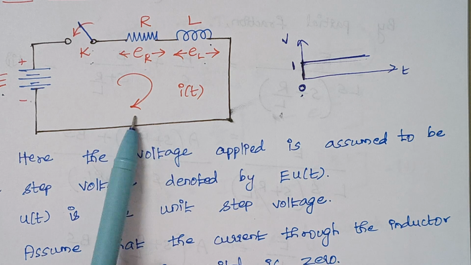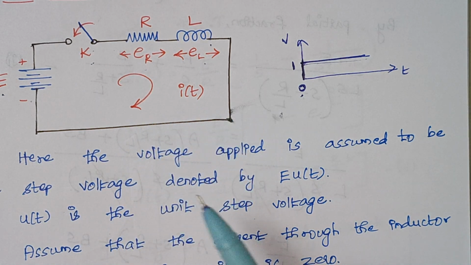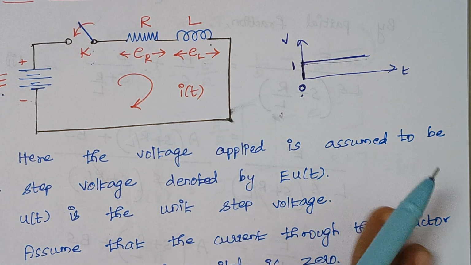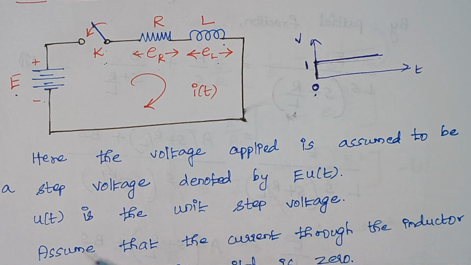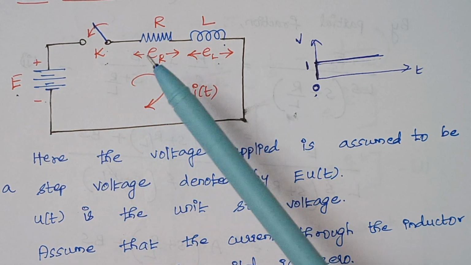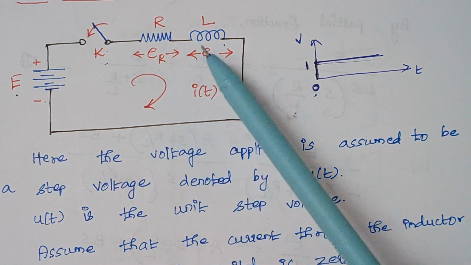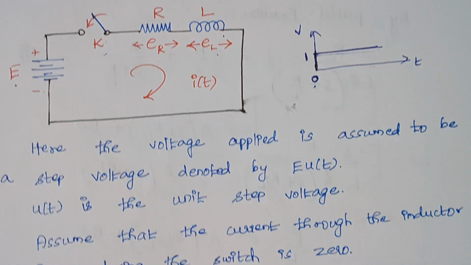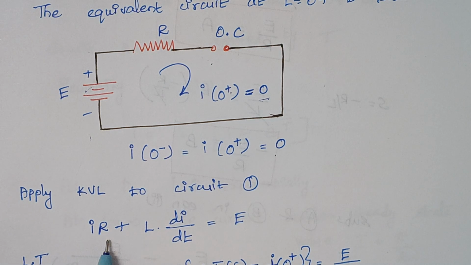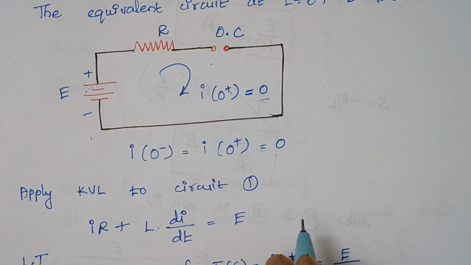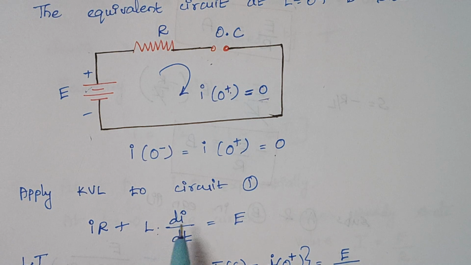Now we are going to apply KVL to this circuit. What is the rule? In a closed loop, the sum of voltage rises is equal to the sum of voltage drops. Here the voltage rise is E, and the voltage drop is created by these two elements. The voltage drop across the resistor is i times R, and the voltage drop across the inductor is L di by dt, which is equal to E.